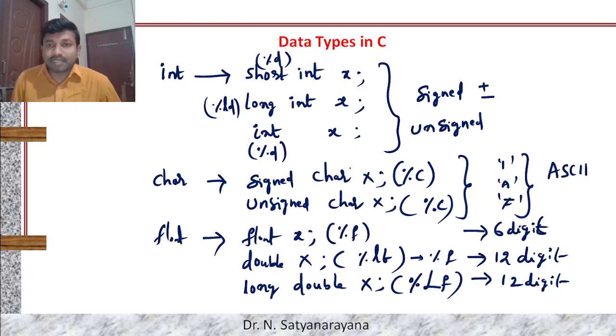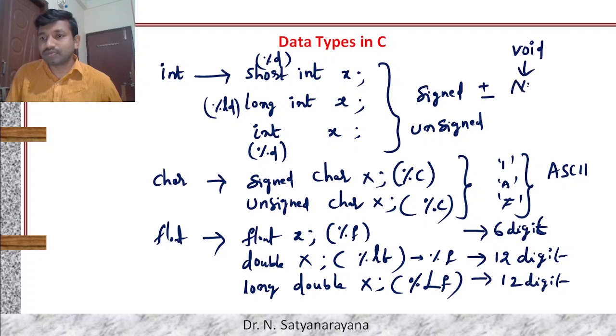Apart from that, we have one more data type, in fact, void. Void means nothing. This could also be used as a generic pointer. I will talk about this void in the later classes.